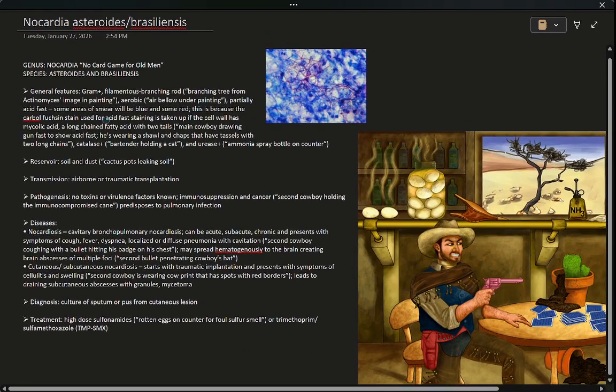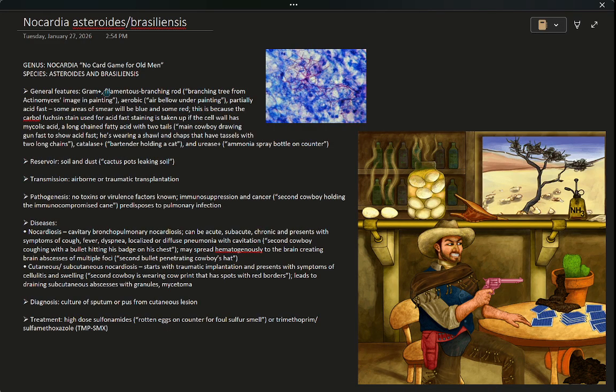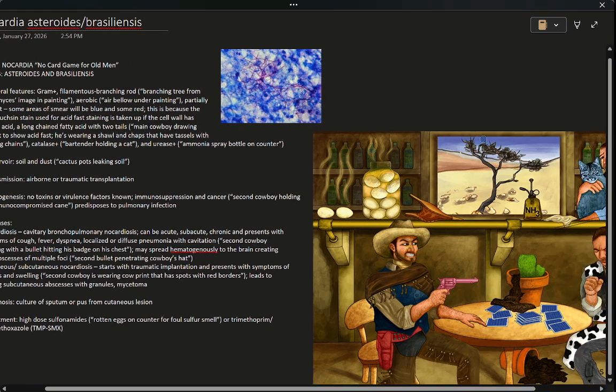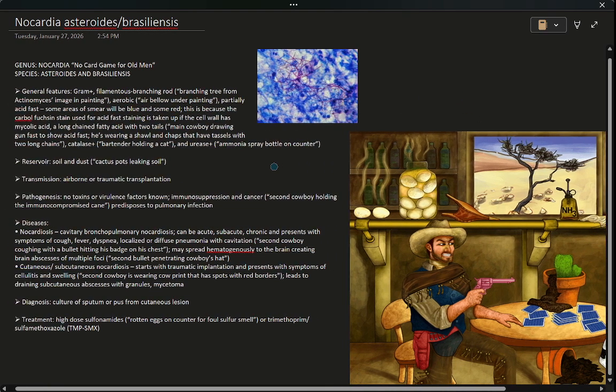So, the Nocardia bacteria, they are gram-positive. They are filamentous branching rods. So think about the branching tree from the Actinomyces israelii Sketchy image in the painting, and that is shown over here. And that helps you to remember that this bacteria is a filamentous branching rod.